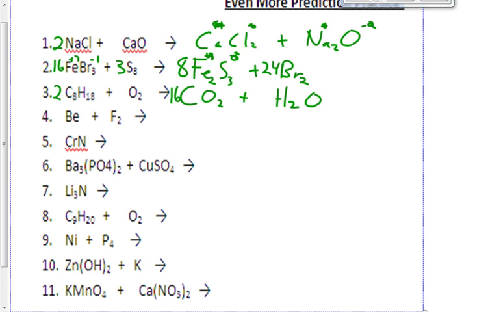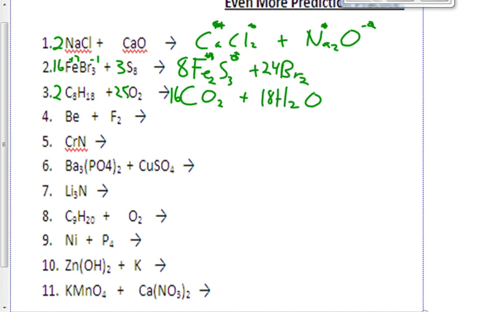It gives me 16 carbons. 2 times 18 is 36, so I need an 18 there. And that gives me 16 times 2 is 32, plus 18 more is 50. I'm pretty sure we did that one yesterday. Okay, 25 there. Questions on those 3? Okay.